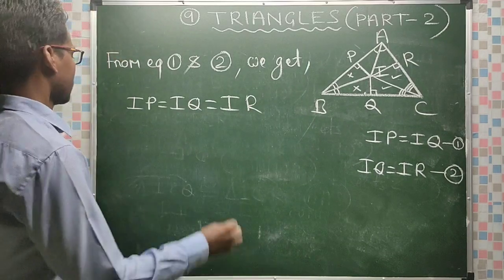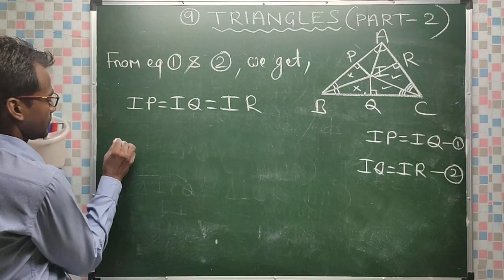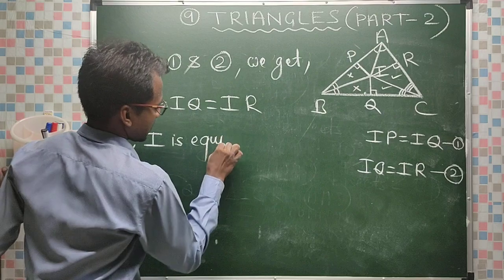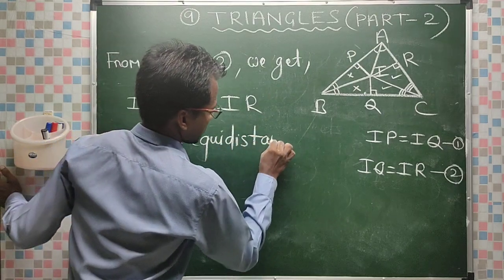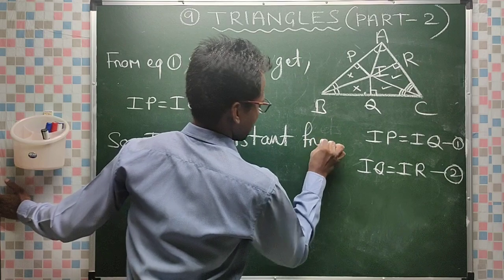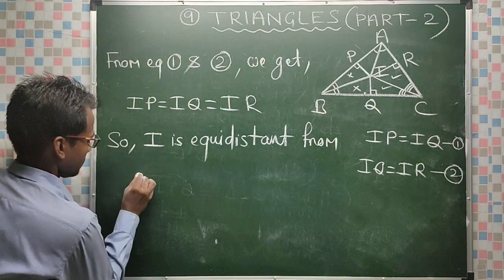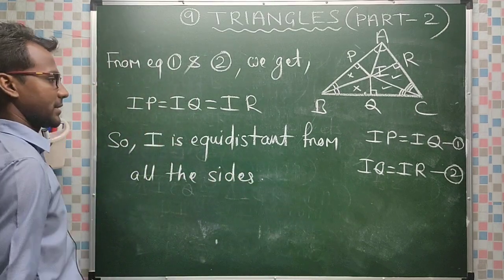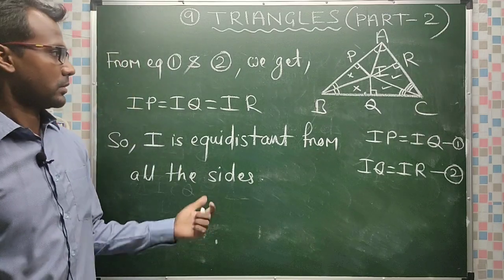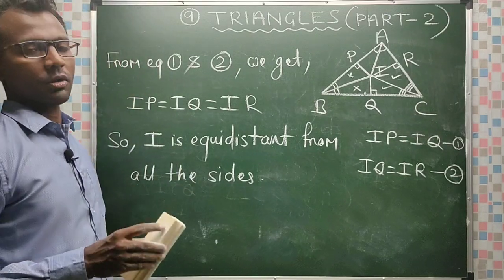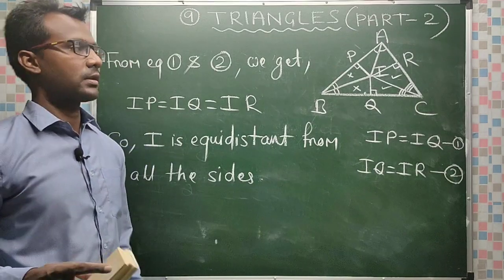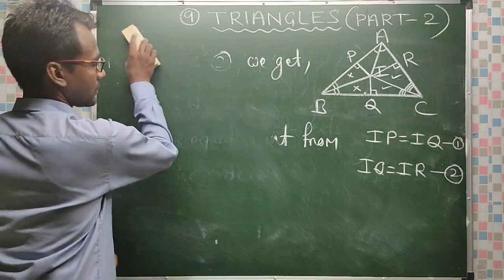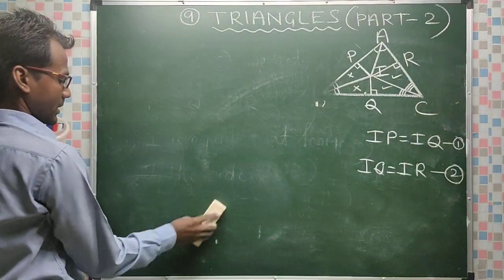That means I is equidistant from all the sides, hence proved. So hence we proved that the incenter of a triangle is always equidistant from all the three sides. The triangle may be of any type. We proved this using congruency.